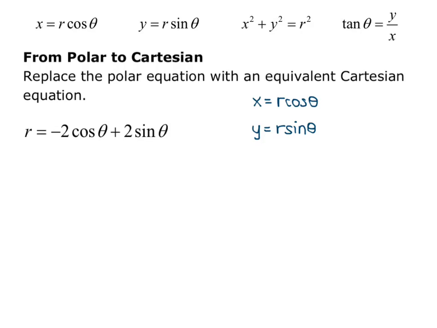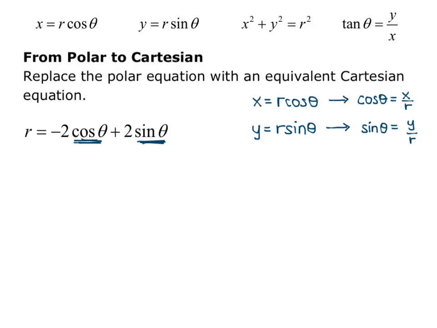So what I'm going to do is solve each of these identities for cosine theta and for sine theta. So x equals r cosine theta becomes cosine of theta equals x over r. And y equals r sine theta becomes sine theta equals y over r.